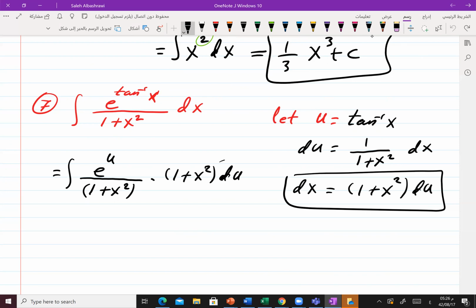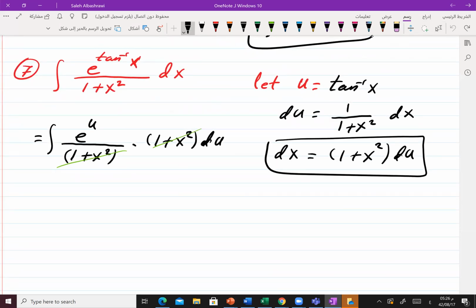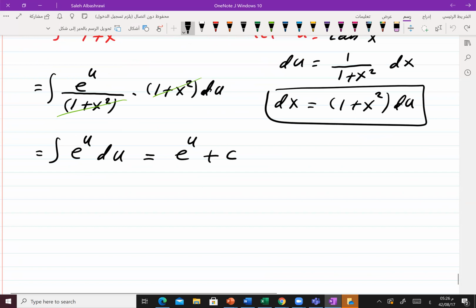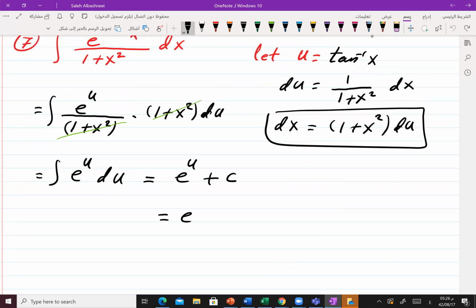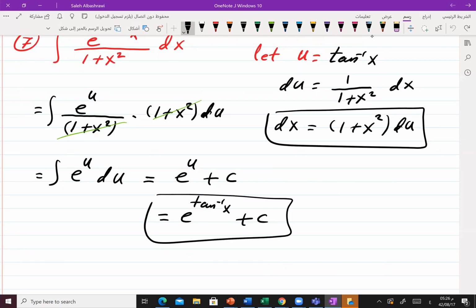Now we can see this 1 plus x squared will cancel the other one, the denominator. So I will have only integration of e to power u du, which is equal to e to power u plus constant c, and this can be written e to power tan inverse x plus the constant c, and that's it. So the integration is equal to e to power tan inverse x plus the constant c.